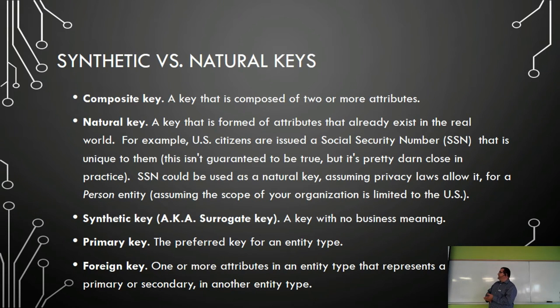The primary key is the preferred key for a given entity type. In other words, we create a primary key. We know that's the preferred key to find a piece of information because that's the one that's actually going to find it. The foreign key, obviously, is one or more attributes in an entity that represents a key, either part of the primary or not, from another entity. In other words, it's an attribute that gets its values from the primary key of another table.